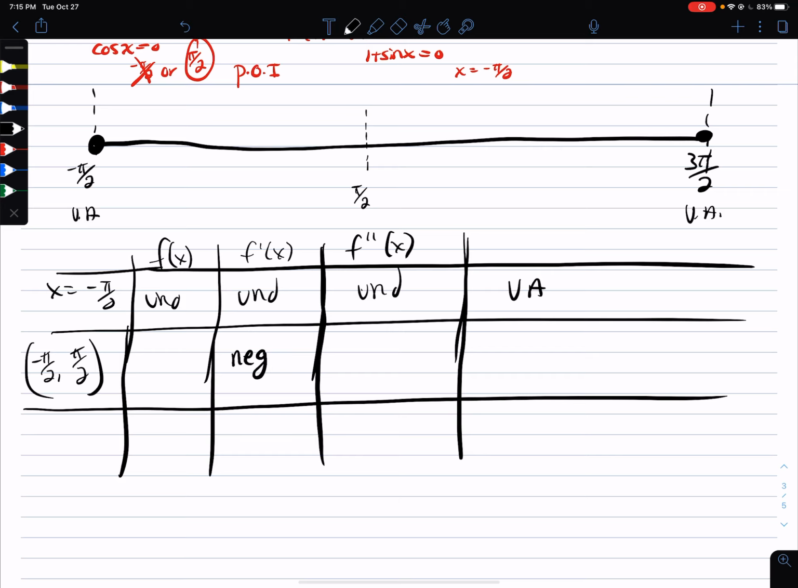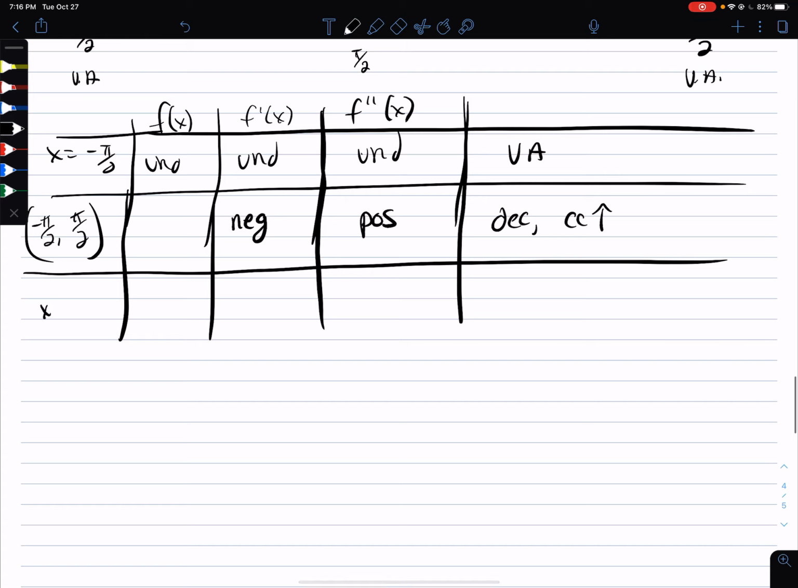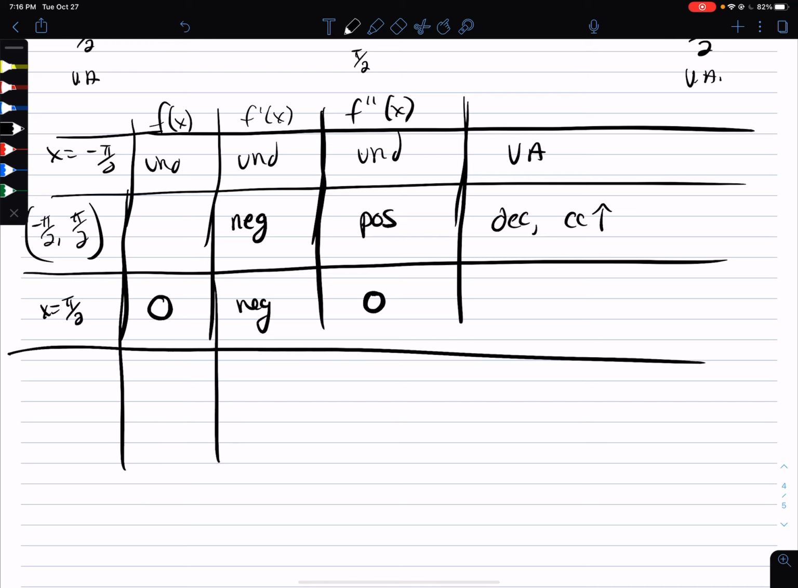So on this interval, you should see that your first derivative is negative, and then your second derivative is positive. So we can conclude that on this interval, our function is decreasing and it's concave up. Now we included pi over 2 in our table because we thought it was a possible point of inflection. So we can evaluate the function, and when you do, it comes out to be 0. You can evaluate the first derivative, and you should see that it's a negative value. We knew that it was on the list in the first place because it made the second derivative equal to 0. Now I'm not ready to see if there's a sign change in the second derivative yet, so I'm going to add another row to my table.